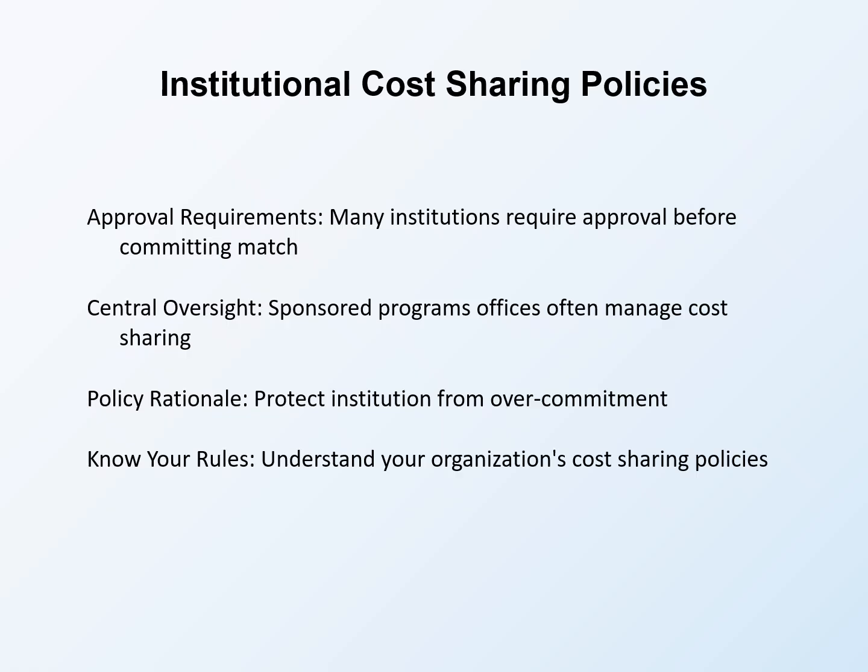Policy rationale protects the institution from overcommitment. Without oversight, individual principal investigators might make match commitments that collectively exceed institutional capacity. Central review ensures that cost-sharing promises align with institutional resources and strategic priorities.